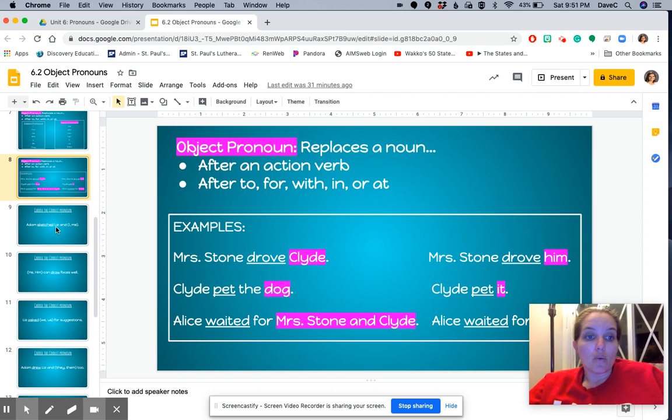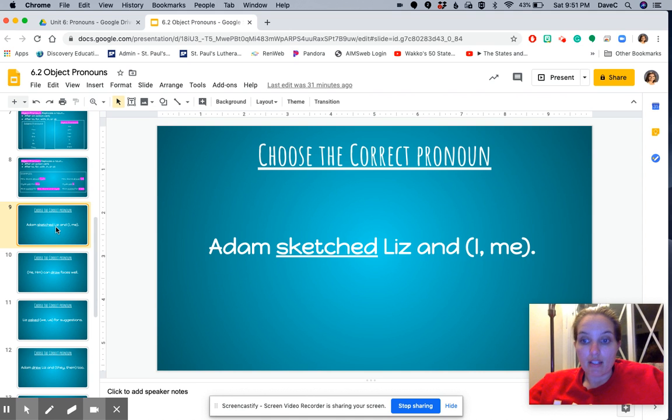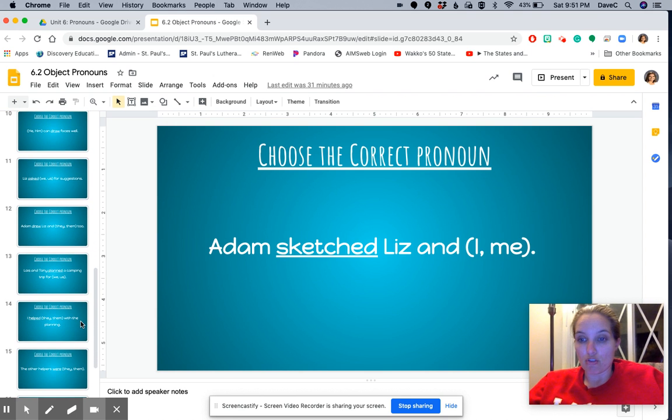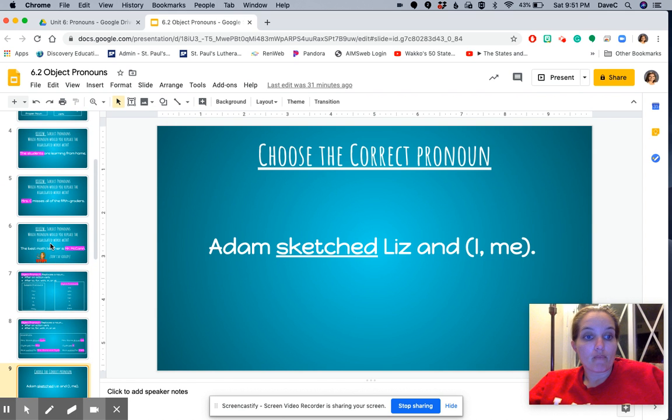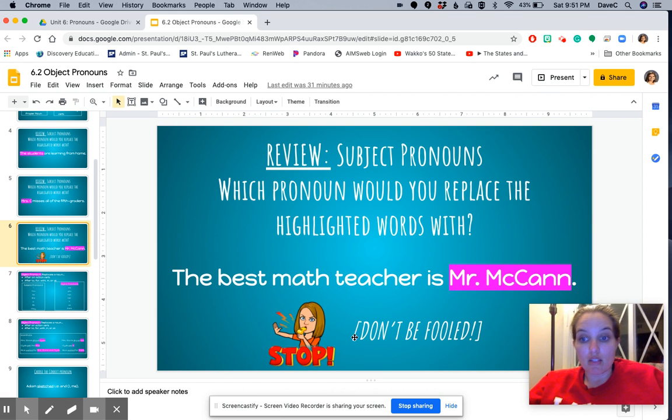There are some more examples that you can go through and look at. And then you will have some that you can practice on your own. I have underlined the verb for you so it can help to draw your attention to what it should be. But be careful of these ones.